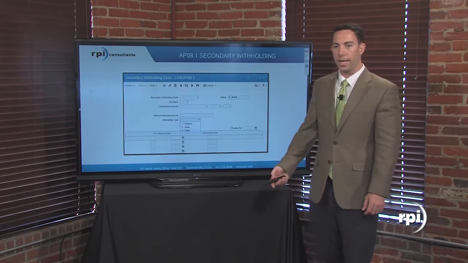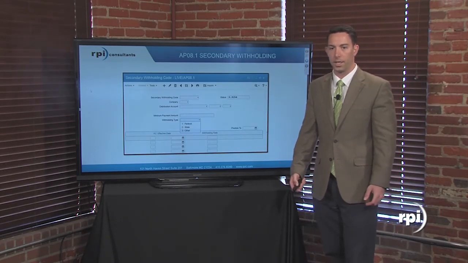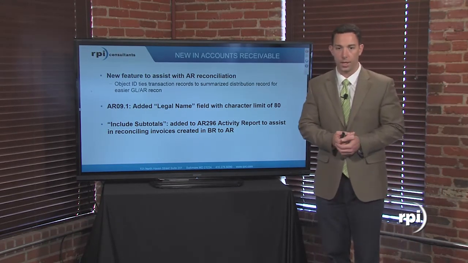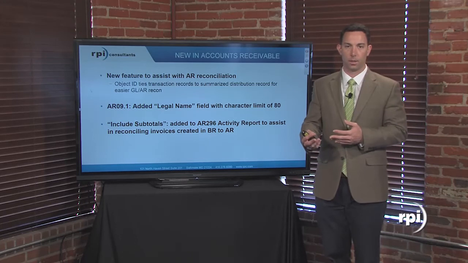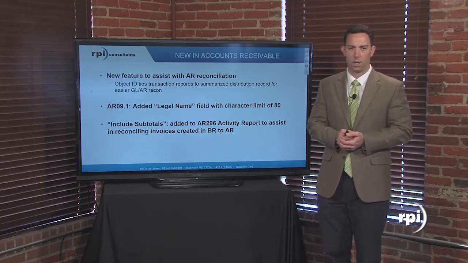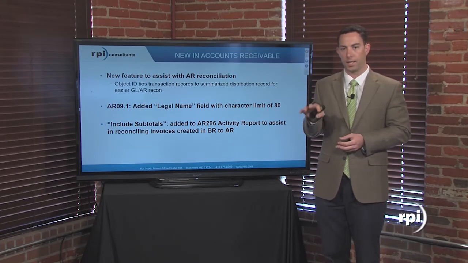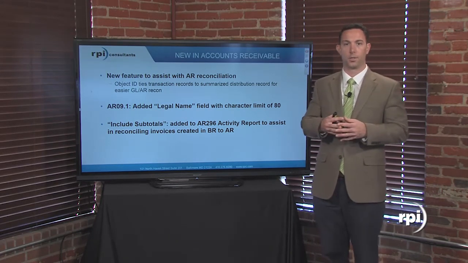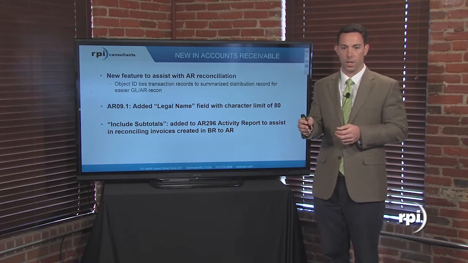All right, so let's move into AR. Just a couple things I wanted to touch on here. There's a new feature to assist with AR reconciliation between your general ledger and your AR subledger or subsystem. There's now an object ID that ties the transaction record from AR to that summarized distribution record that gets fed into the general ledger.